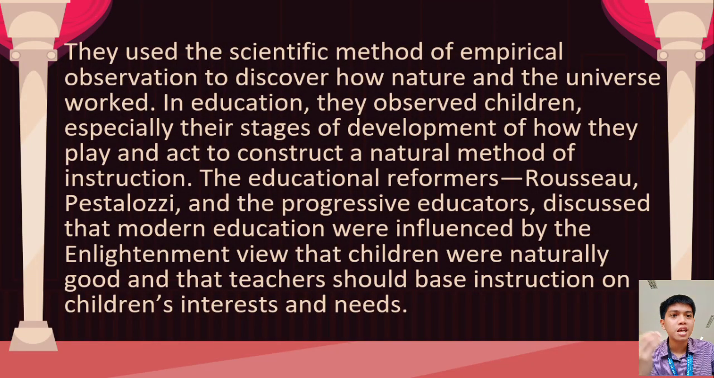They now used the scientific method of empirical observation to discover how nature and the universe worked. And in education, they observed children, especially their stages of development, of how they play and act, to construct a natural method of instruction. The educational reformers Rousseau, Pestalozzi, and other progressive educators discussed that modern education was influenced by the Enlightenment view that children were naturally good and that teachers should base their instruction on children's interests and needs.